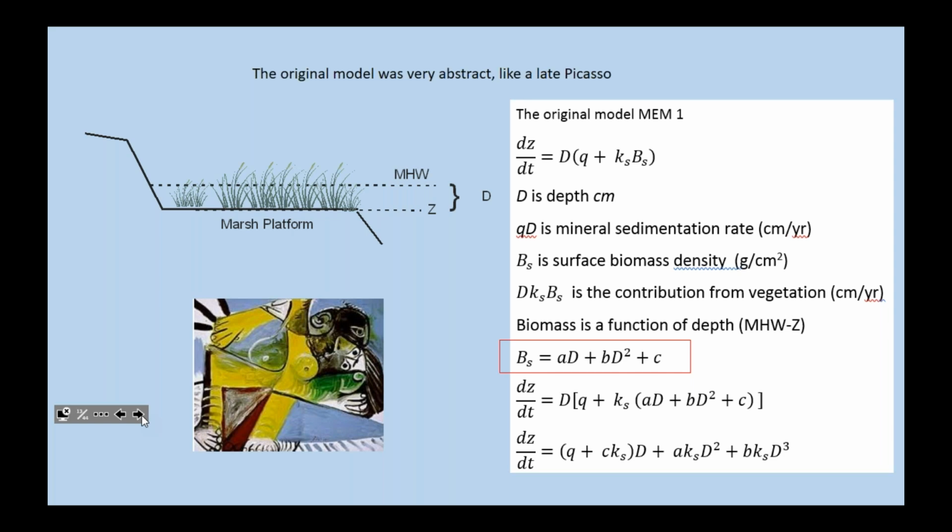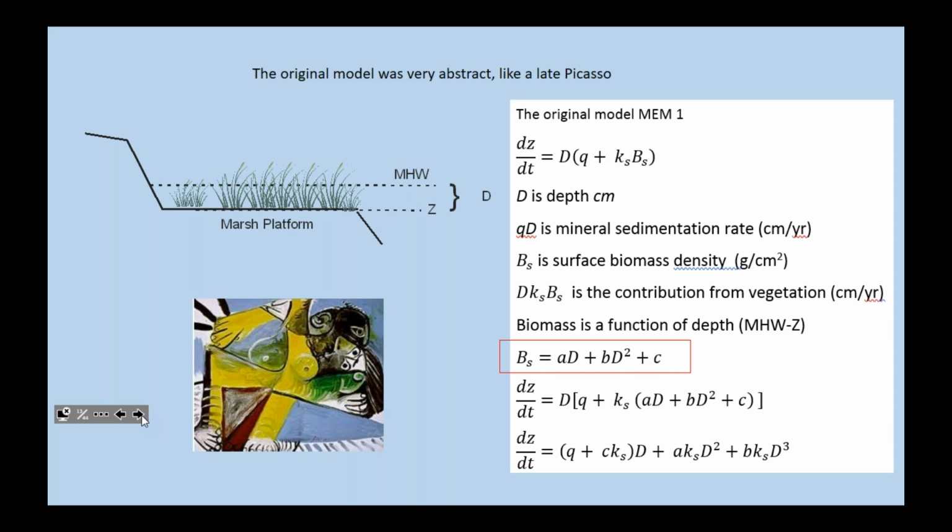Now the biomass, though, is a parabolic function of depth. The plants grow within a range. There's a depth that's too great and they drown. And there's a depth that's too shallow and osmotic stress gets them. It's too dry. And there's a sweet spot in the middle. And you can roughly describe this with a parabola. And so if you substitute this, you can then take biomass out of the equation, and then you've got dz/dt strictly as a function of depth.